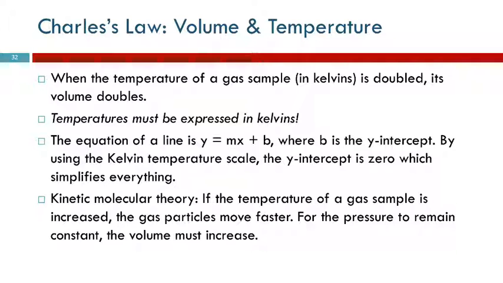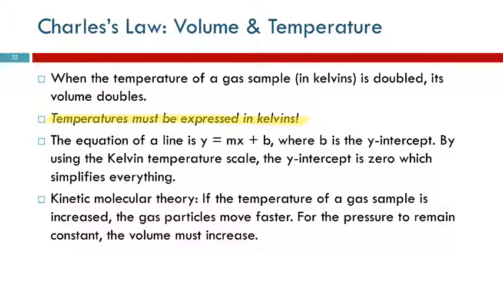So when the temperature of a gas sample in kelvins doubles, the volume doubles. Temperatures must be expressed in kelvins. Did you hear that? Temperatures must be expressed in kelvins. Really, really important. Because the equation of the line, y equals mx plus b, that's the general equation for a line. b is the intercept. Using the Kelvin temperature scale, b becomes 0. And then y equals mx. y is proportional to x. Simplifies everything.